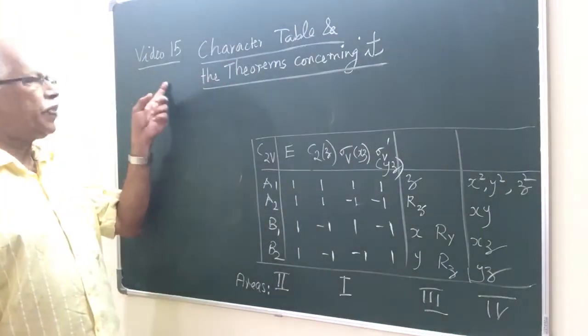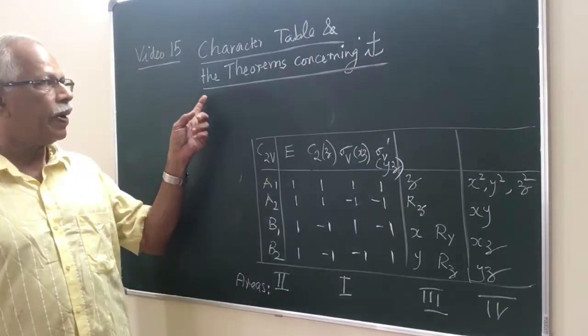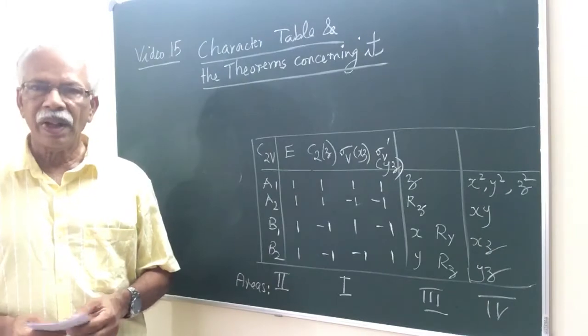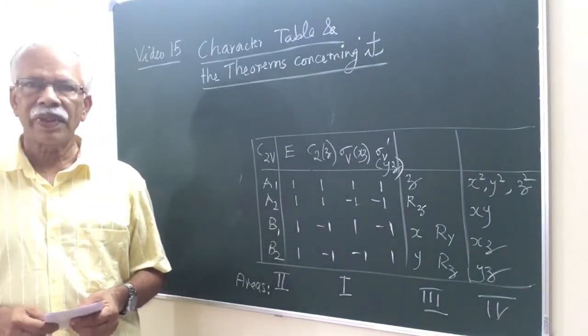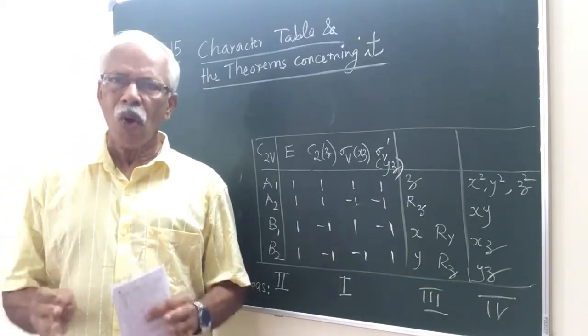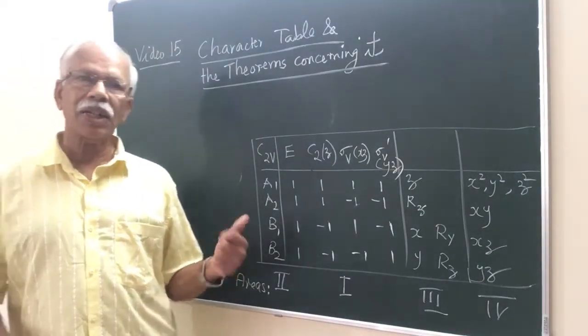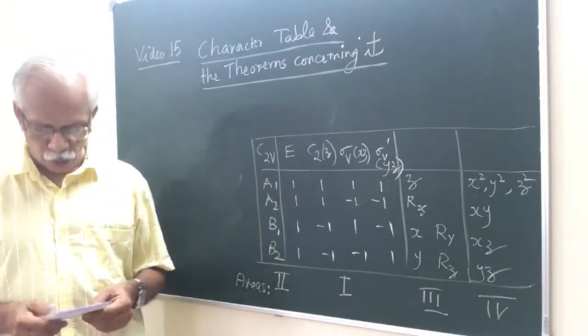This video 15 is titled Character Tables and the Theorems concerning character tables. Every group is associated with a device called the character table. It is so called because it primarily gives the characters of the irreducible representations of the point group.